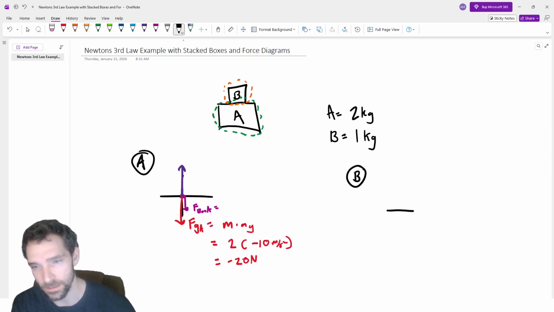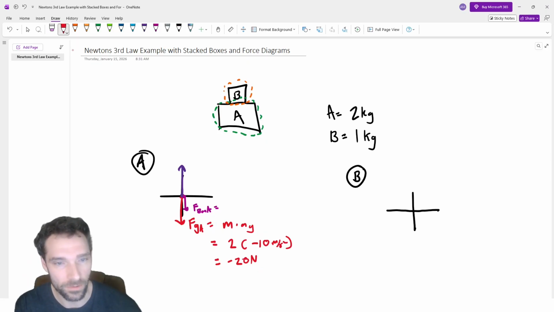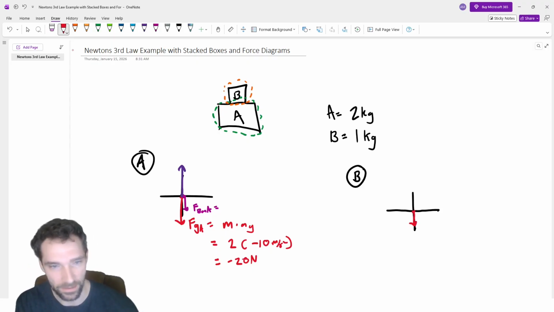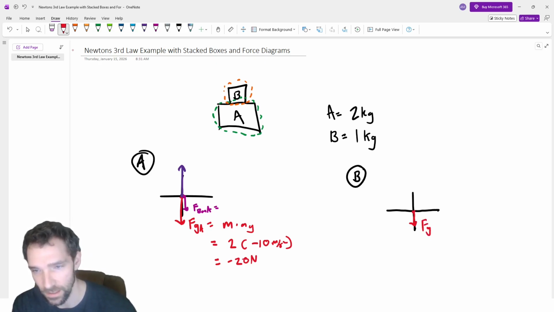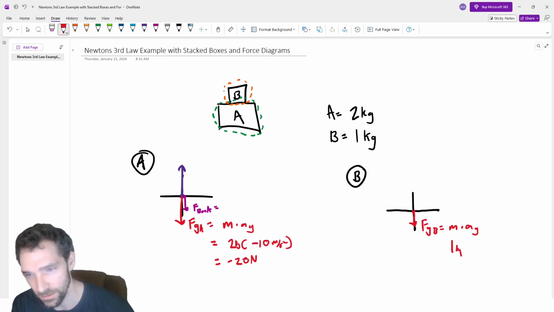So if we look at object B here, it is going to have a slightly smaller force of gravity because it's a smaller object. I'm going to try and keep that to scale, or at least approximately to scale. So this is the force of gravity on B, which is its mass times the acceleration of gravity: 1 kilogram times negative 10 meters per second squared. In other words, this should be negative 10 newtons.